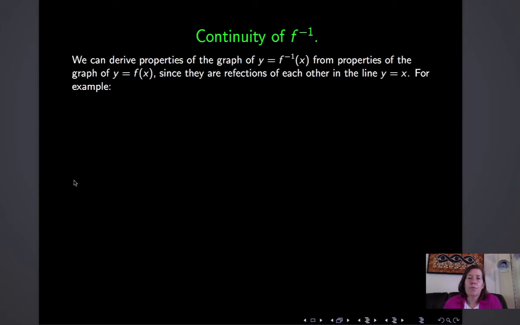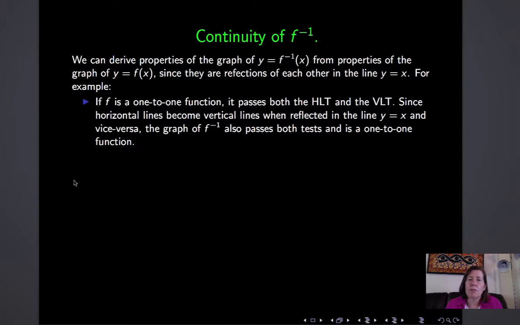We can derive properties of the graph of y equals f inverse from properties of the graph of y equals f of x, since they are reflections of each other in the line y equals x. And here's a couple of examples.